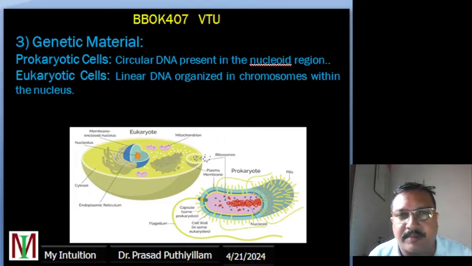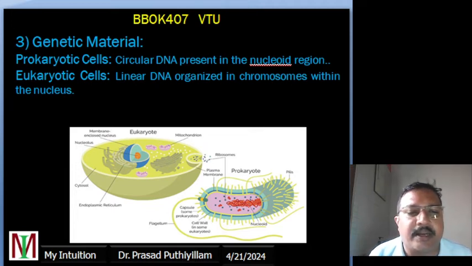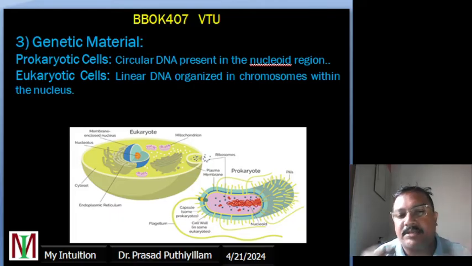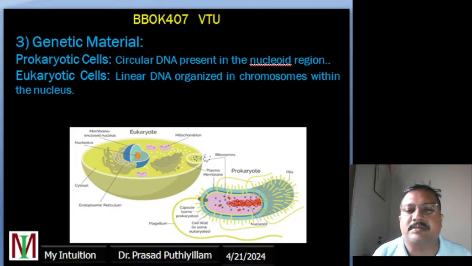I think previously I made a mistake. In case of eukaryotic, the DNA is linear in structure, whereas here it is circular in structure. So eukaryotic DNA is much longer, and they are organized into multiple linear strands called chromosomes. And these chromosomes are present or protected within the nucleus in case of eukaryotic.